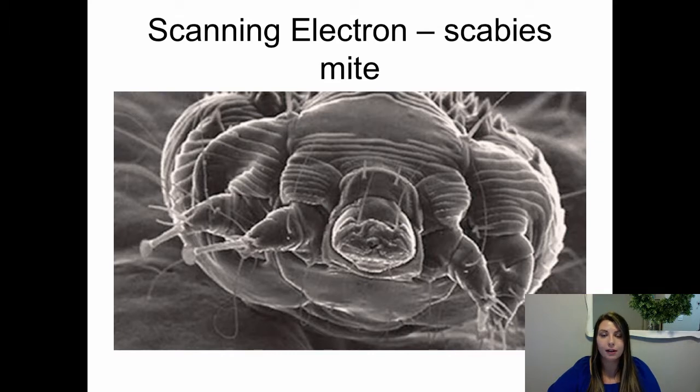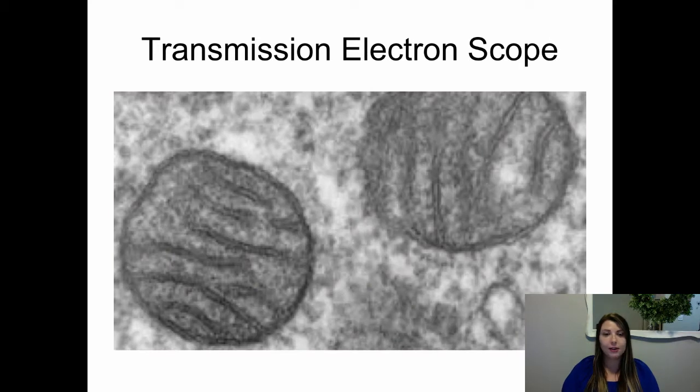So here is an image of a mite with a scanning electron microscope, and you can kind of see this 3D image. It looks like it's kind of coming out at you. Alright, so in this slide we have a picture of mitochondria. We can tell this is with our transmission electron microscope. So the mitochondria appear flat, but we are looking at an organelle, so we can see the inner folds in this mitochondria.